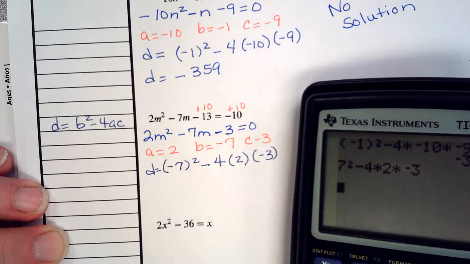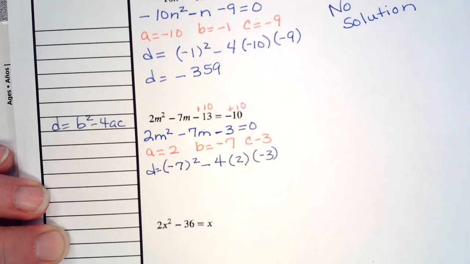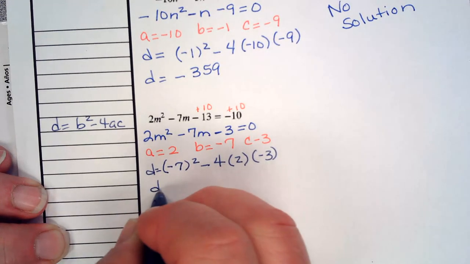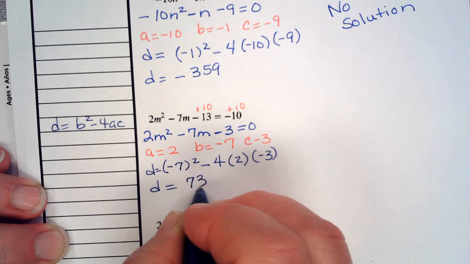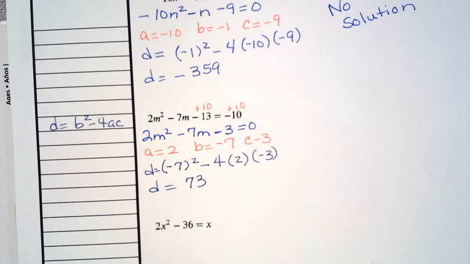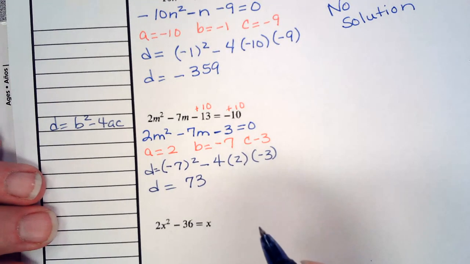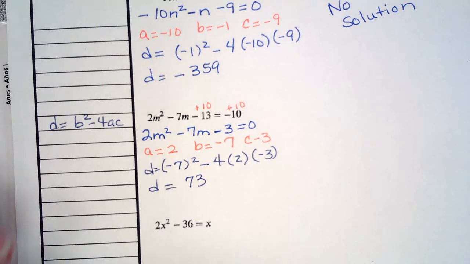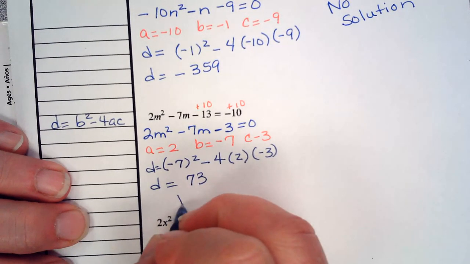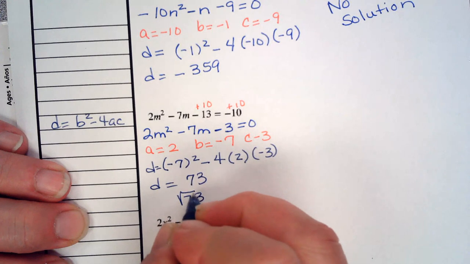Okay, 73. So my discriminant is equal to 73. Now, what do you know about 73? 73 is a prime number. I can take the square root of it, but I can't simplify it. So this will be the square root of 73.